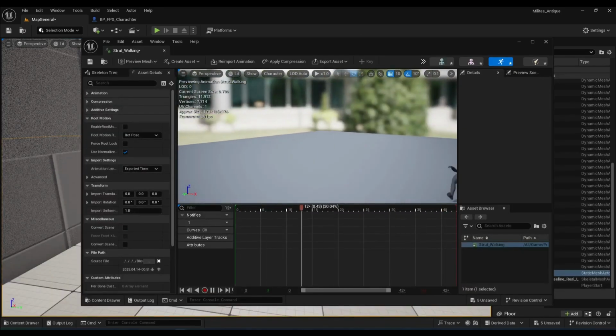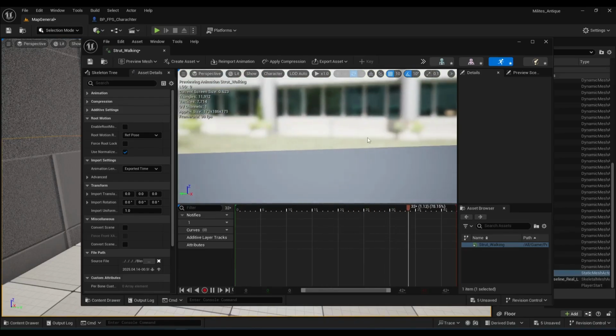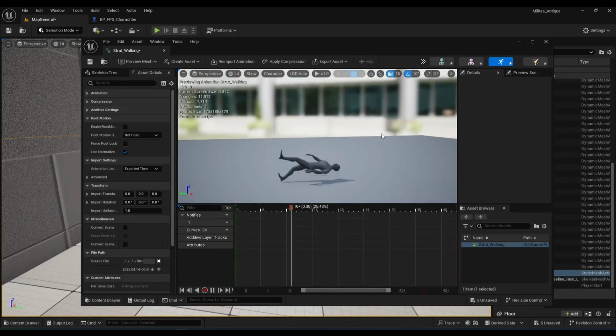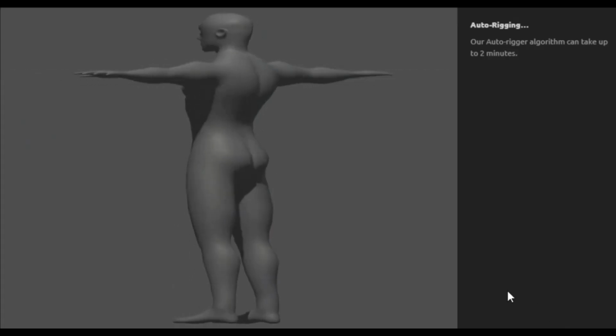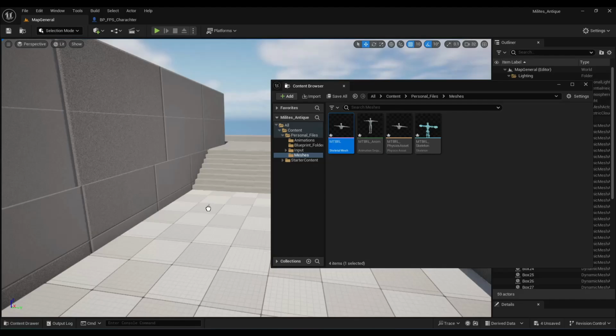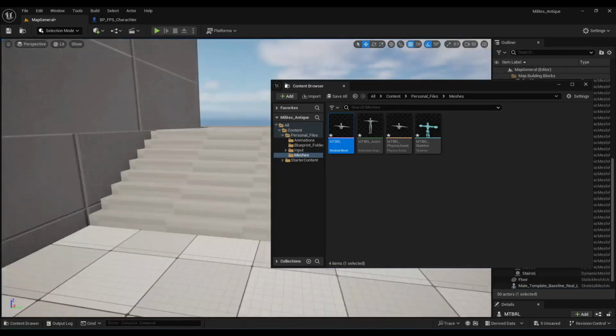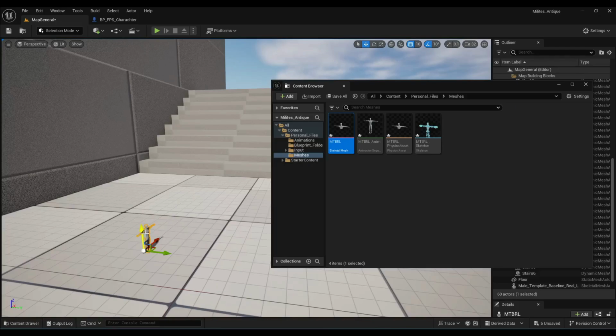Oh god, no. Why is he going up? You spin my head, baby, right? No, why is it small again?